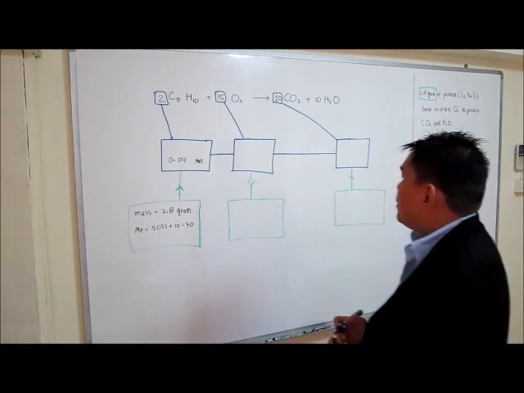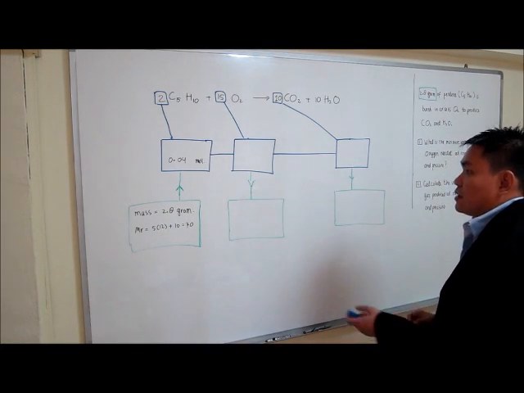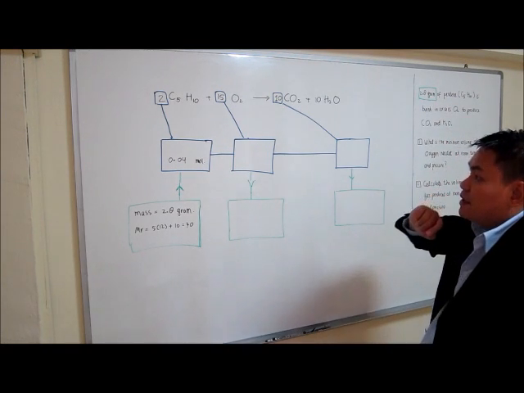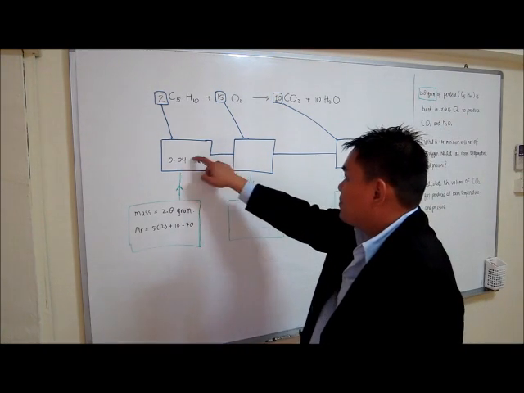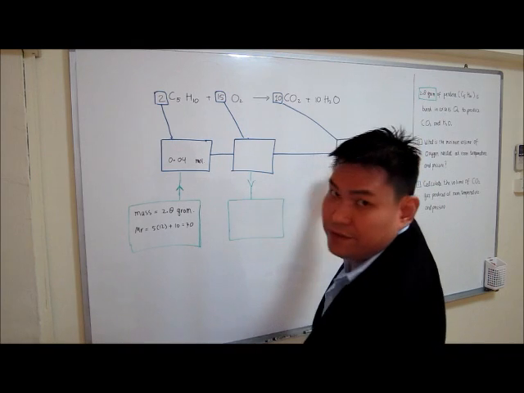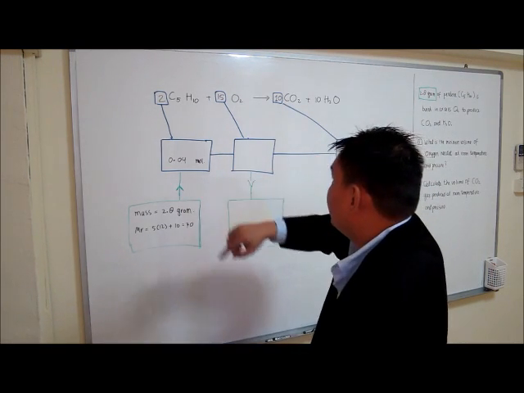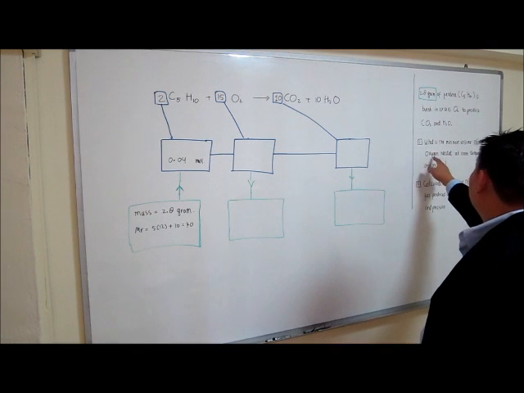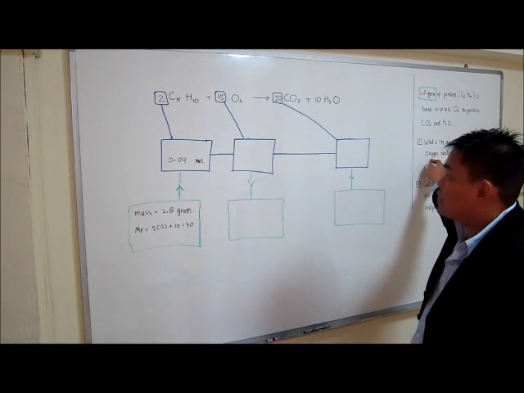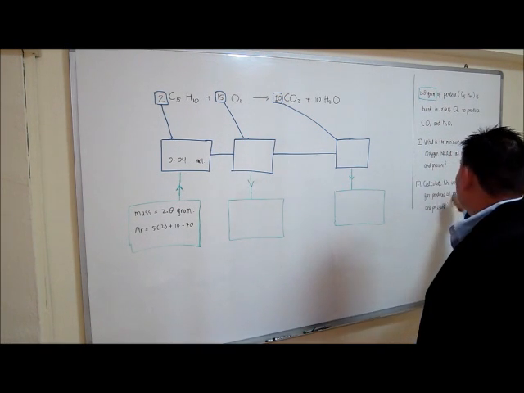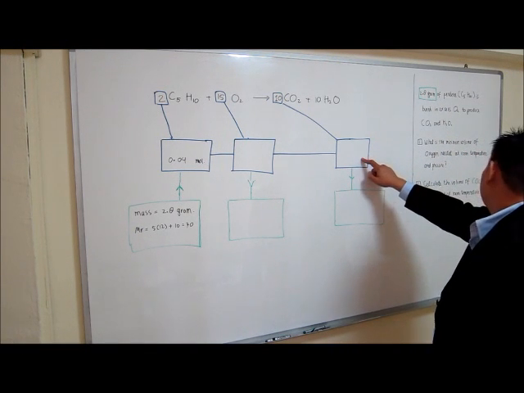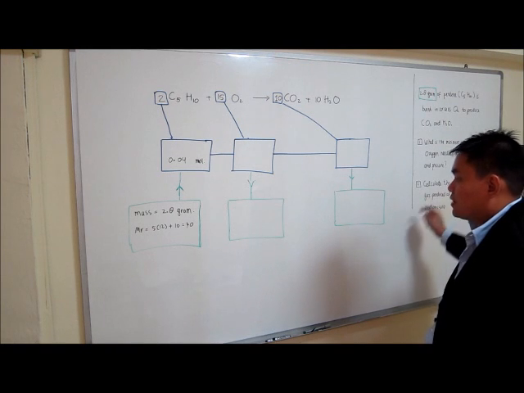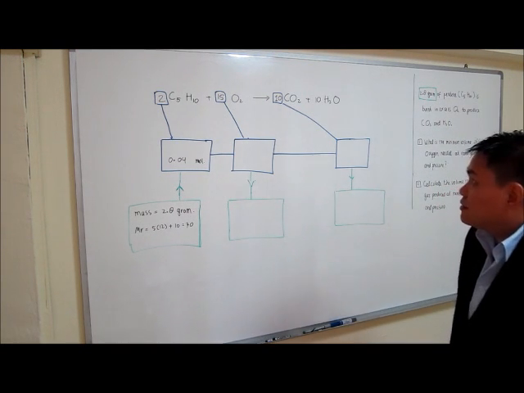Now, why do we have 3 boxes here? We need 1 box for C5H10 because the information given is for C5H10. We need 1 box for oxygen because question number 1 asks for the volume of oxygen. We need 1 box for carbon dioxide because the question asks for the volume of carbon dioxide. So very simple.